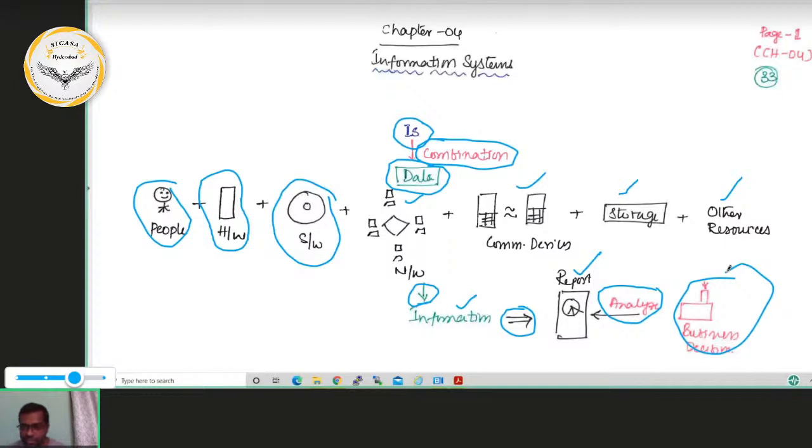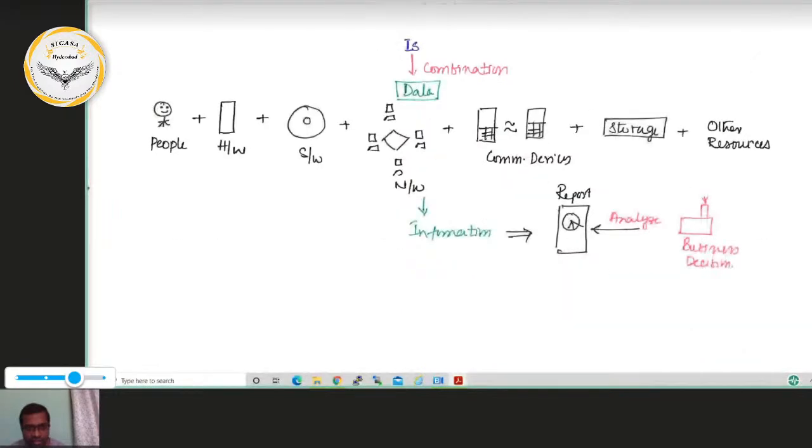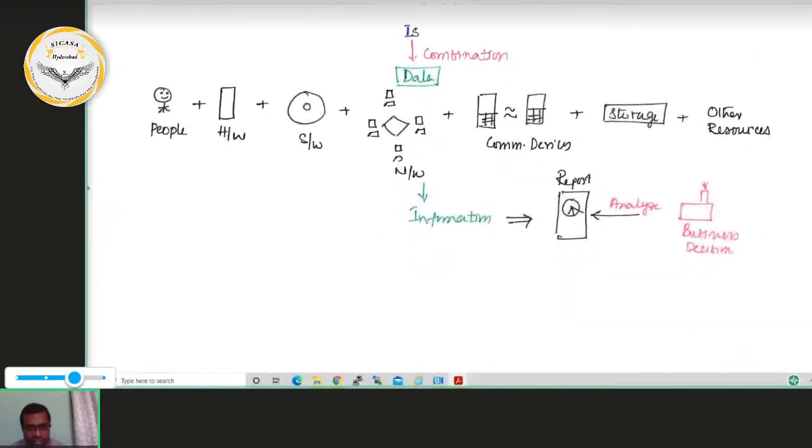Sorry. This is the standard definition of information system. Now let us move to the next one, types of information systems. So basically, how many types of information systems do we have? We have 4 levels of information systems.